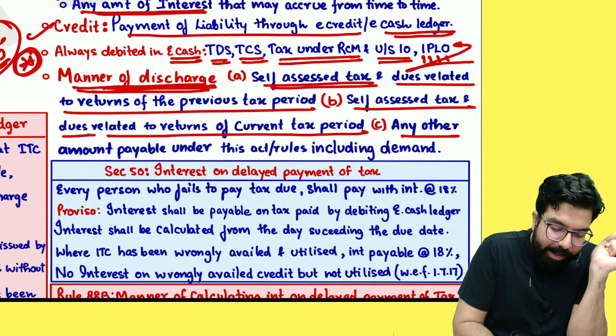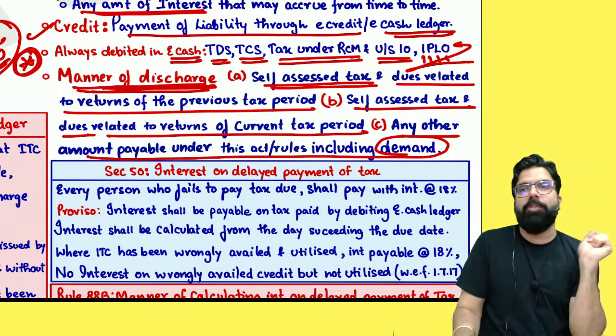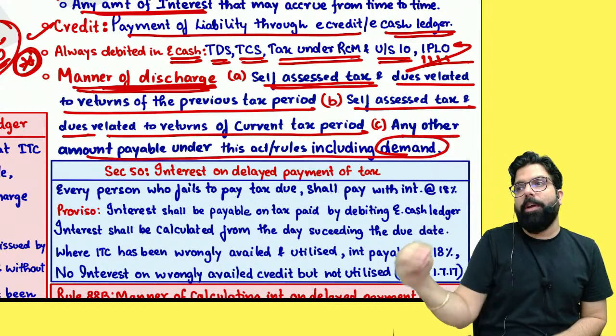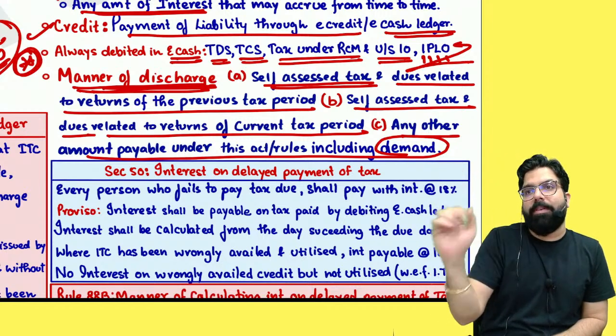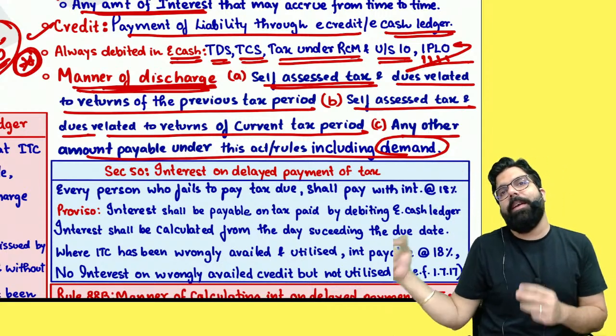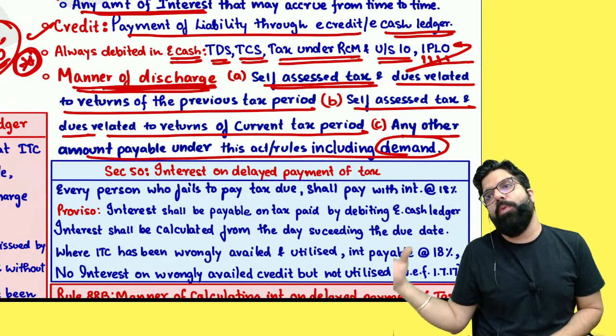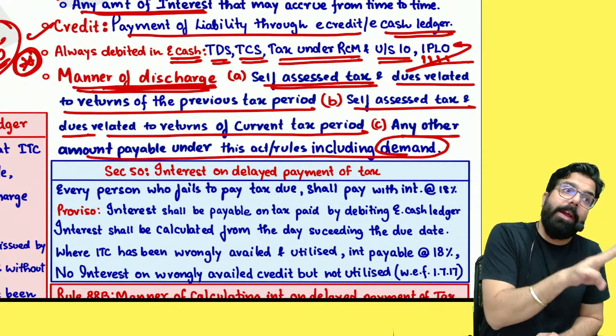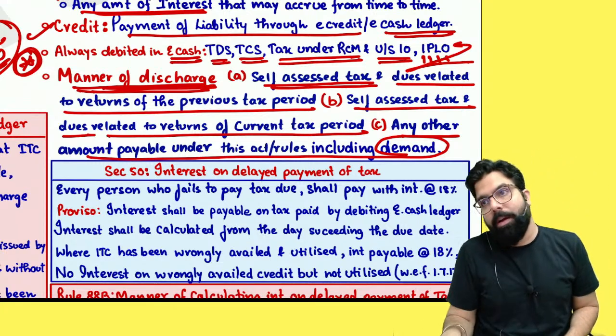Then if the officer has given you any demand order, that has to be paid. In the exam, they will give you some serial orders and they will ask which is to be paid first. Remember, last month's tax, interest, late fee, any other amount has to be paid first. Then which will you pay? Current month's. Then what will you pay? Any amount as per the demand order.